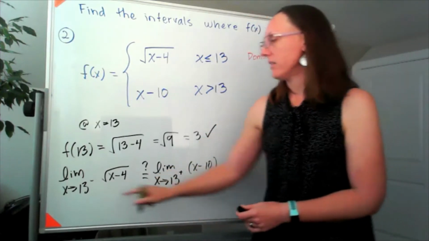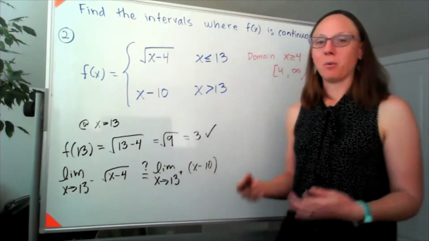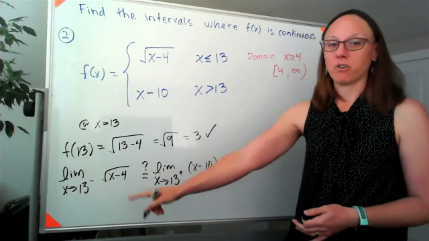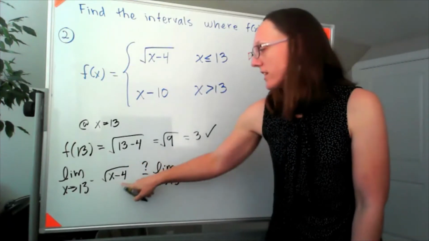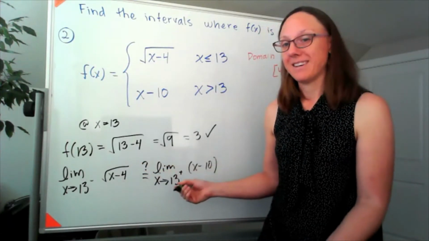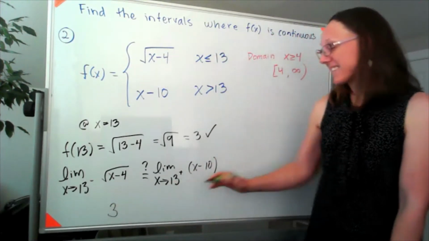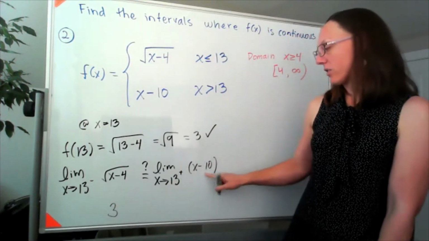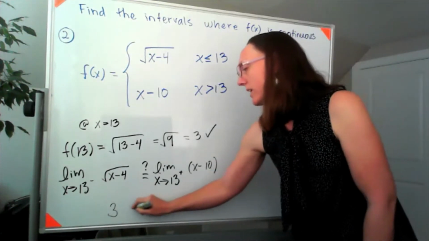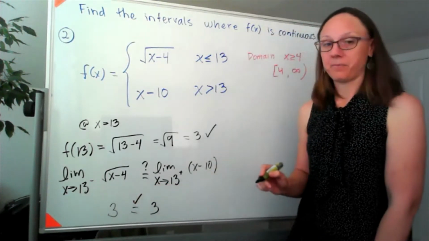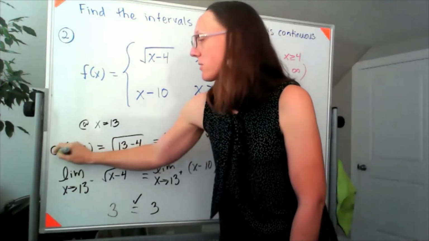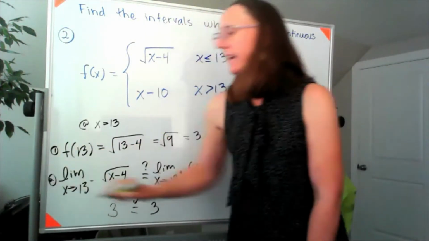Over here, what do we do with the limit problem? We try plugging it in. If I try plugging in the 13, 13 minus 4 is 9, square root of 9 is 3. And we want to know, is that the same as what we get over here? And 13 minus 10 is 3. So they match up.